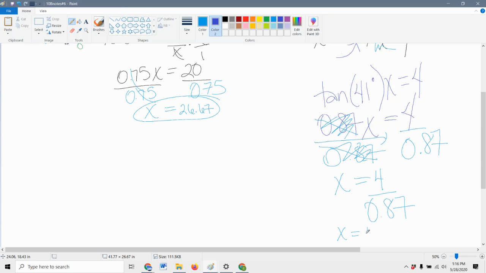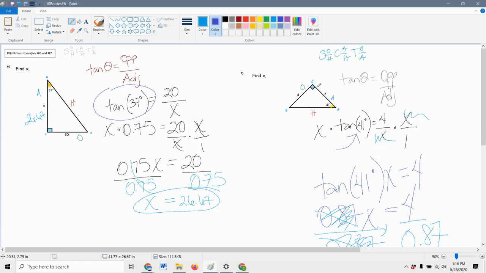X equals 4.60. And that is the length of this missing side, 4.60.